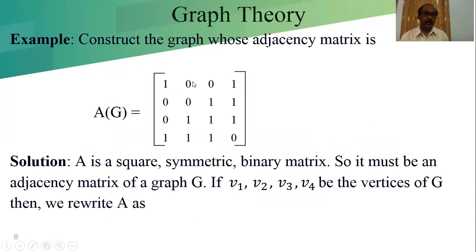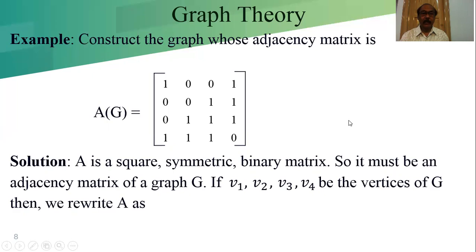Check that it is symmetric. So this is a binary square symmetric matrix. Since there are 4 rows and 4 columns, that means we have 4 vertices of the graph. First we label the 4 vertices, then we draw the edges according to the connectivity mentioned in the adjacency matrix. Let V1, V2, V3, V4 be the vertices.